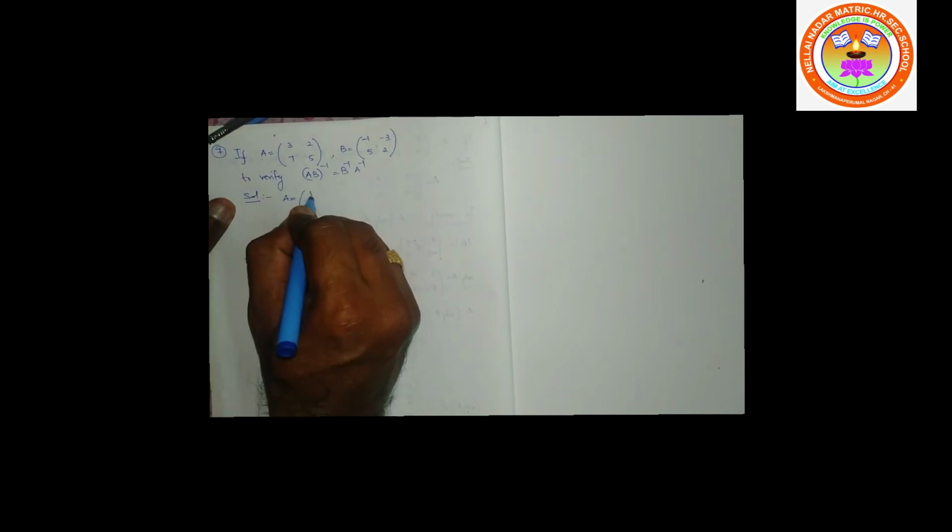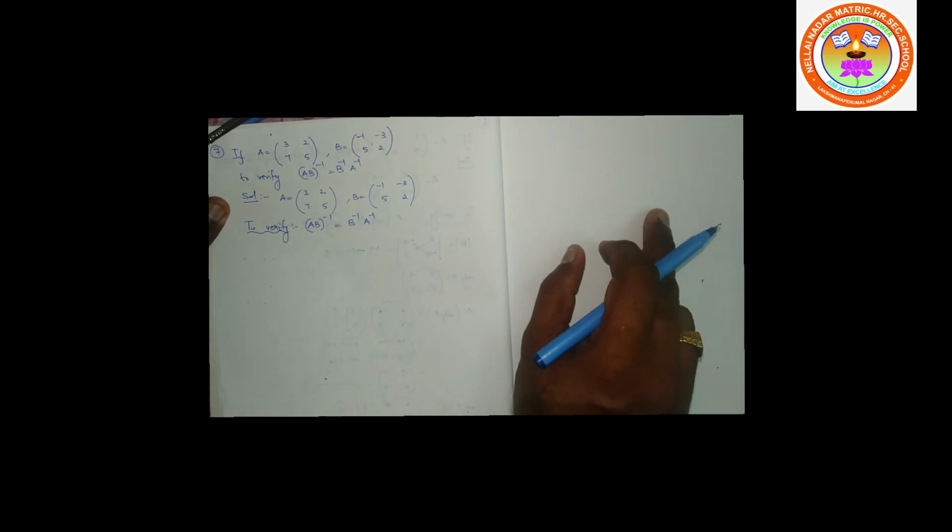First they have given the A matrix. Write the A matrix: 3, 2, 7, 5. Next the B matrix: minus 1, minus 3, 5 and 2. To verify, I need to verify that AB the whole inverse is equal to B inverse into A inverse. First I am going to take the LHS. What is the LHS? AB the whole inverse.